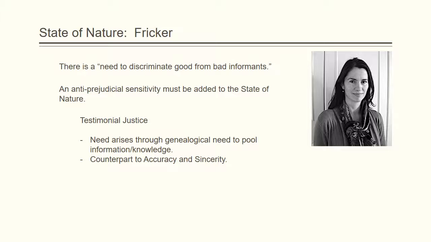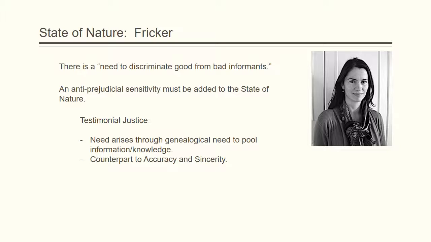So Fricker argues that even in the state of nature, we need an ability on the hearer's part to discriminate information without prejudice. Her solution is the addition of testimonial justice as a virtue. Capital T, capital J, very important distinction there. We need testimonial justice to accurately judge our pooled knowledge. This virtue is a counterpart to those of accuracy and sincerity, but while those virtues allow trust in contributing knowledge, testimonial justice allows us to acquire this knowledge.